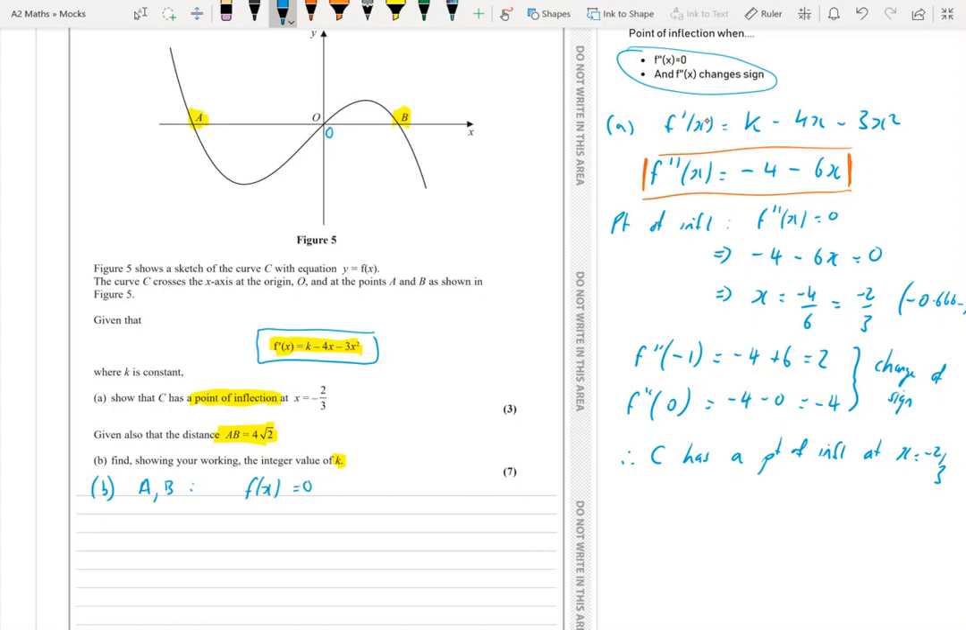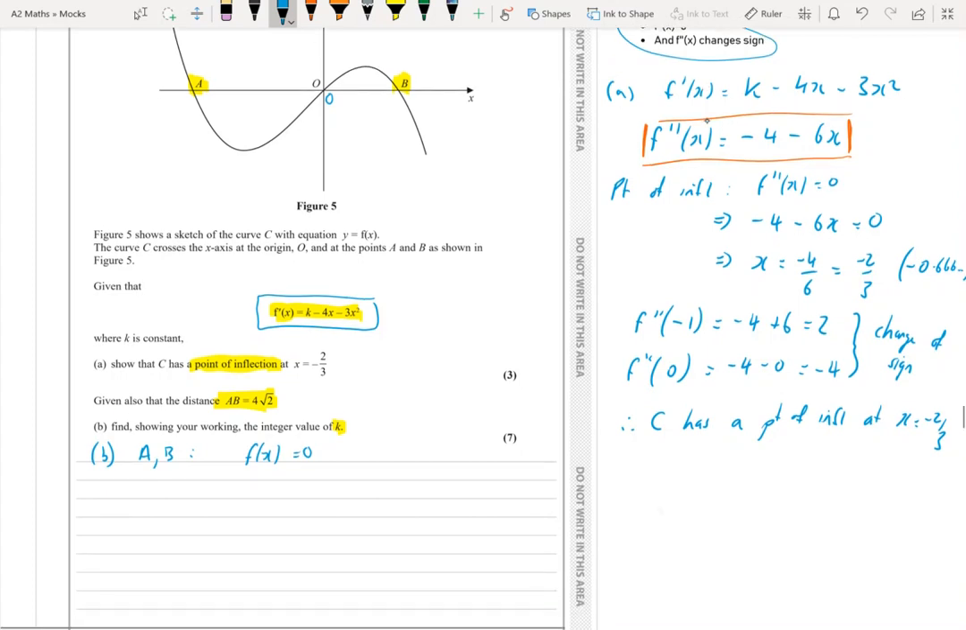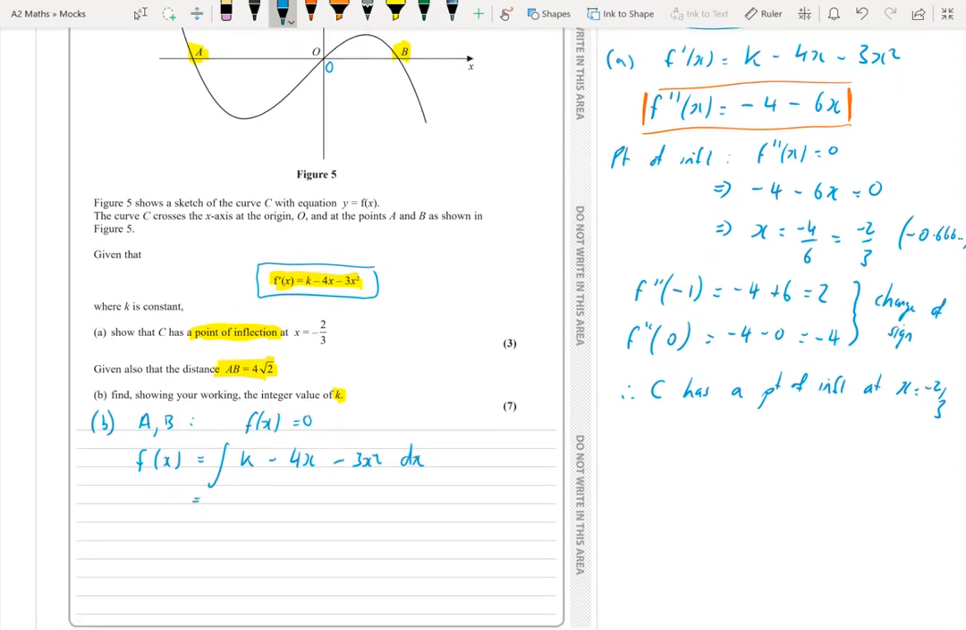Remember, integrating the gradient function gets you back to the original function. So let's start by doing that. f(x) is the integral of k minus 4x minus 3x squared. So we integrate term by term. k is just a constant, so it becomes kx. Minus 4x, the x becomes x squared over 2, so we get minus 2x squared. And x squared becomes x cubed over 3, so the 3's cancel, and we get minus x cubed. And remember there's a plus c as well. So f(x), the graph, equals this function here.